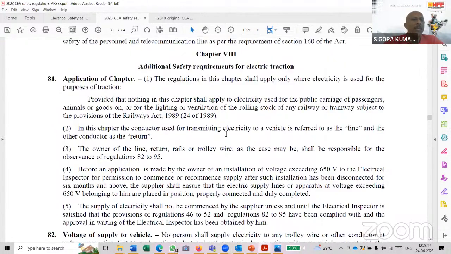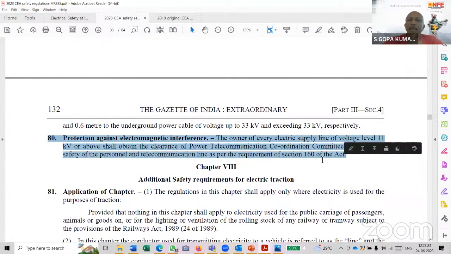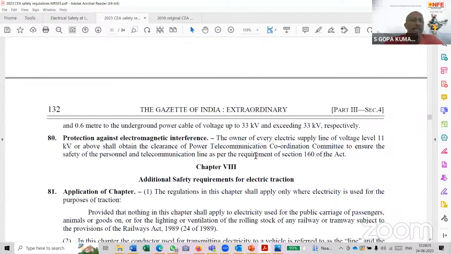So regulation number 80 is protection against electromagnetic interference. The owner of every electric supply line of voltage 11 kV and above shall obtain clearance of the Power Telecommunication Coordination Committee to ensure the safety of personnel and telecommunication line as per the requirement of section 160 of the Act. Can anybody answer on this?